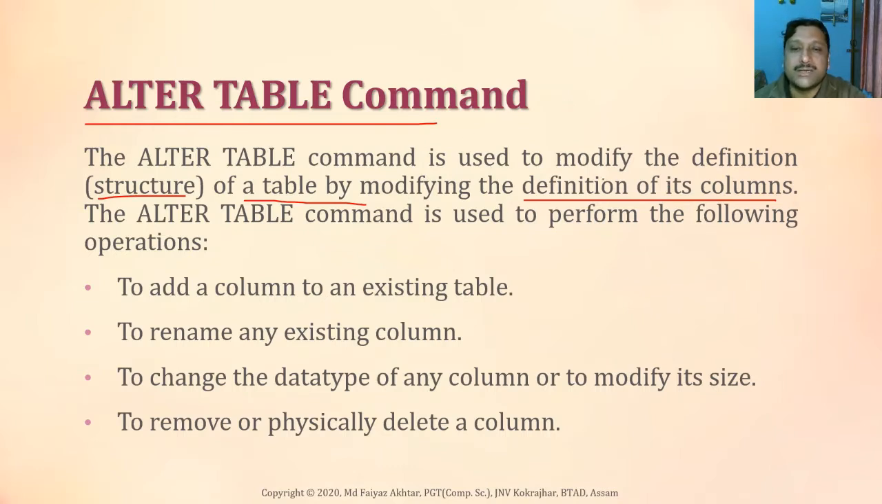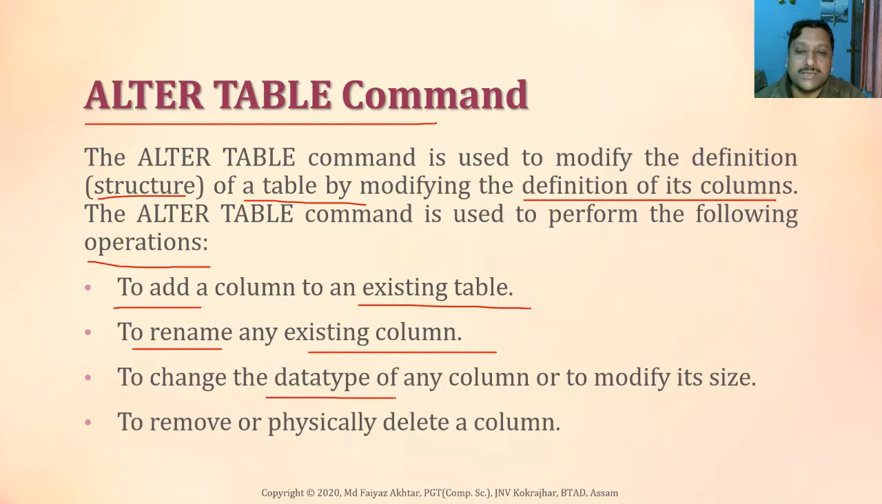This alter command is used to perform the following operations. What are the operations? To add a column to an existing table, you can add a new column in an existing table. You can rename any column, you can change the name of any column. To change the data type, you can also change the data type of any column, and also you can modify its size. You can remove or physically delete the column also. You can remove any column along with the data. The whole column will be deleted from the table. It is also possible using the alter table command.